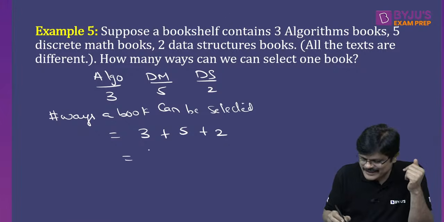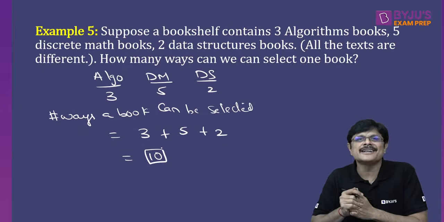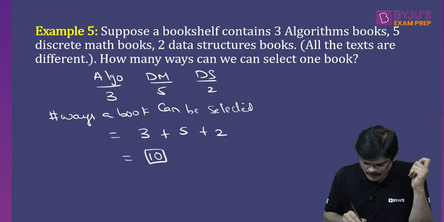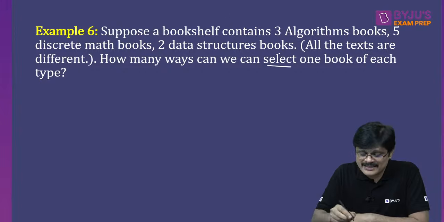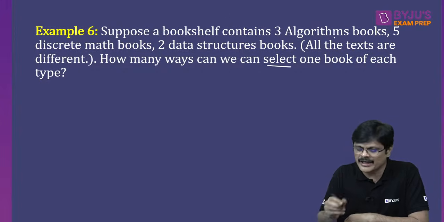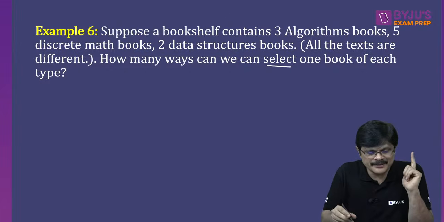So what is the answer for this? 3 plus 5 plus 2, the answer would be 10 for this. 10 is the answer. Now suppose if I ask the same question like this. How many ways we can select? Same information: suppose a bookshelf contains 3 algorithms, 5 discrete and 2 data structure books. How many ways can we select one book of each type? One book of each type.